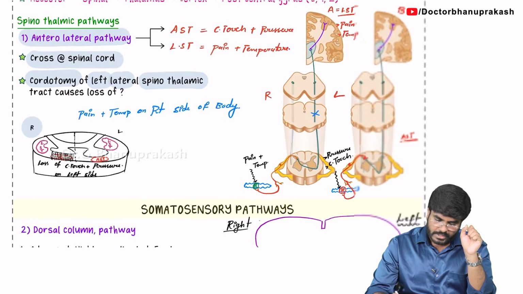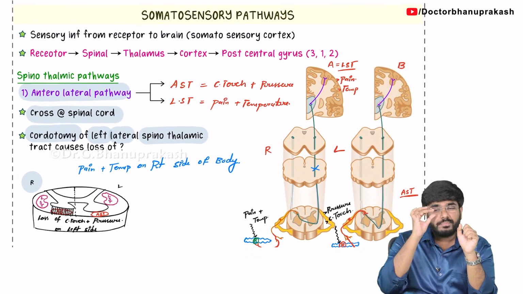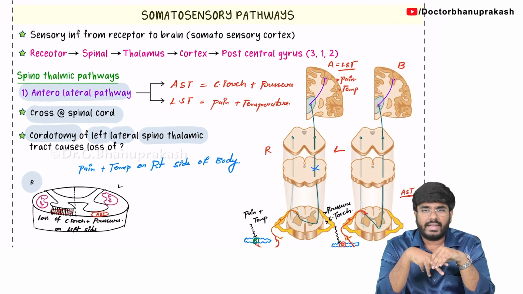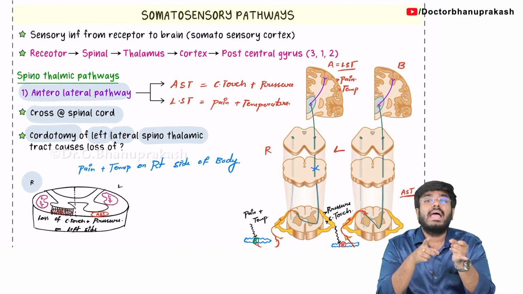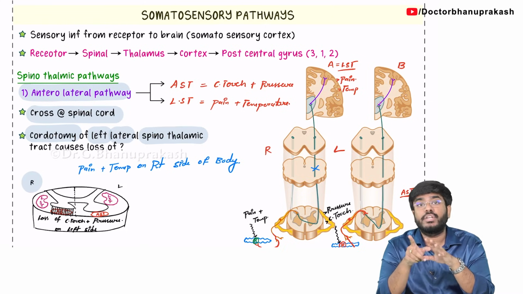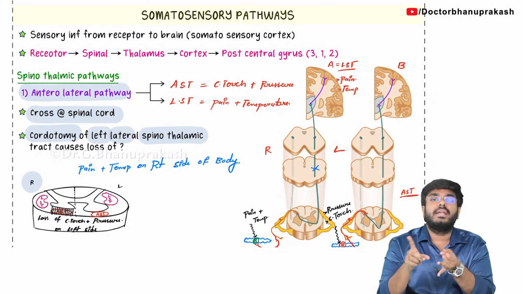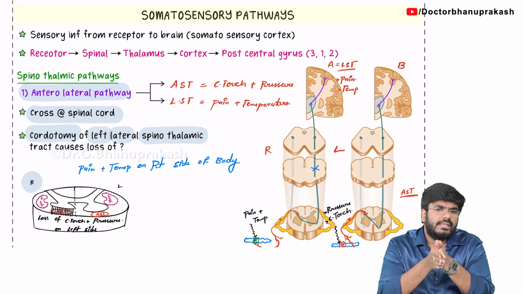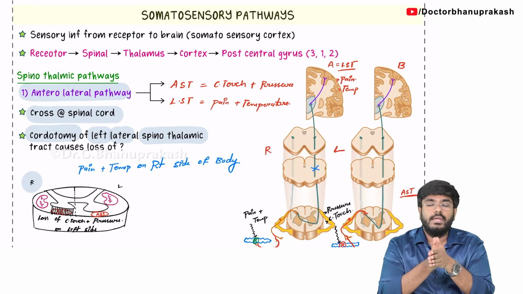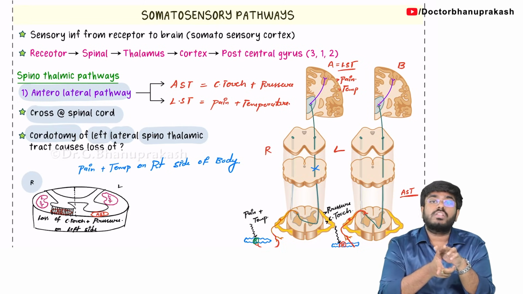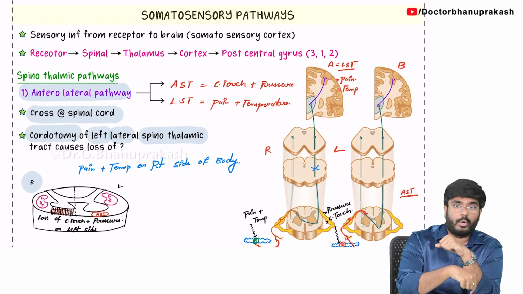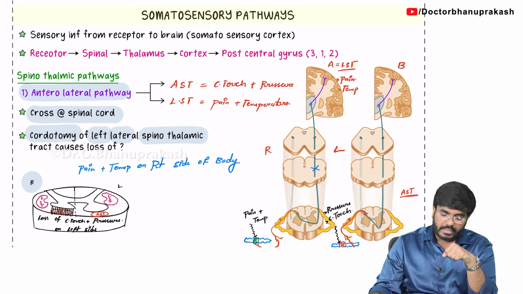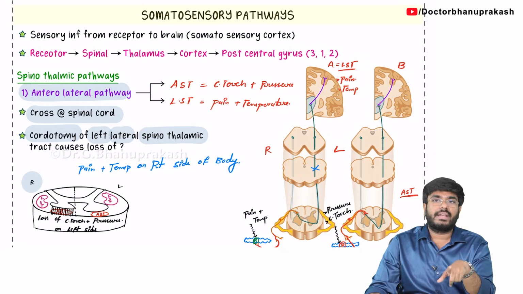So finally, tell me guys, how many types of ascending tracts do you know? The first type of ascending tract that I have discussed with you, what is it called? Anterolateral pathways, also called the anterolateral spinothalamic tract, which includes the anterior spinothalamic and the lateral spinothalamic. The anterior carries crude touch and pressure, and the lateral spinothalamic carries pain and temperature. Damage to these tracts is going to cause loss of general sensations on the opposite side of the body.